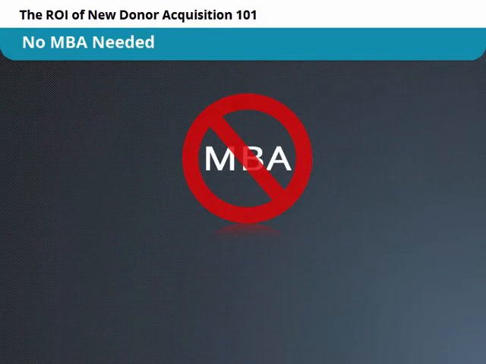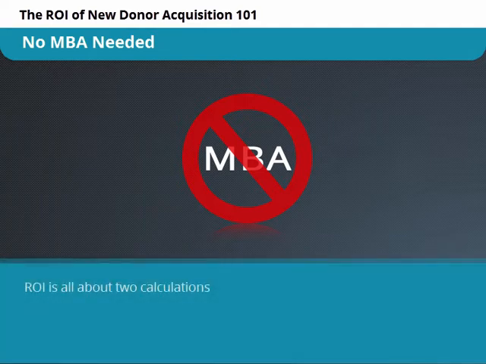You don't need an MBA or an accounting degree to figure out your nonprofit ROI on new donor acquisition. You simply need to calculate two key numbers. The first is called DLV and stands for Donor Lifetime Value. This is the amount that a donor can be expected to give during their entire relationship with your nonprofit. DLV begins with the very first donation and includes any and every donation from then on, whether it comes in year 2, 3, or beyond.